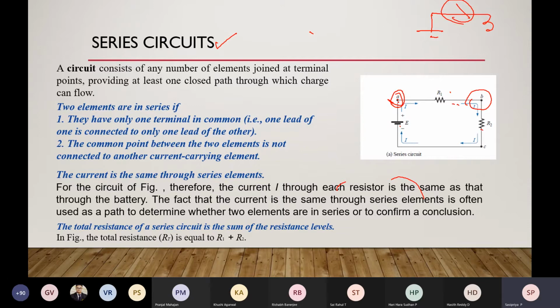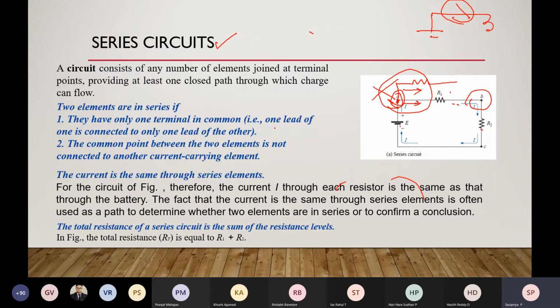For example, here I have this common point between the two elements. If I have a third element here, then definitely this is not a series circuit, because at this junction we are going to have a split in the current. Current will split here, so definitely this is not a series circuit.